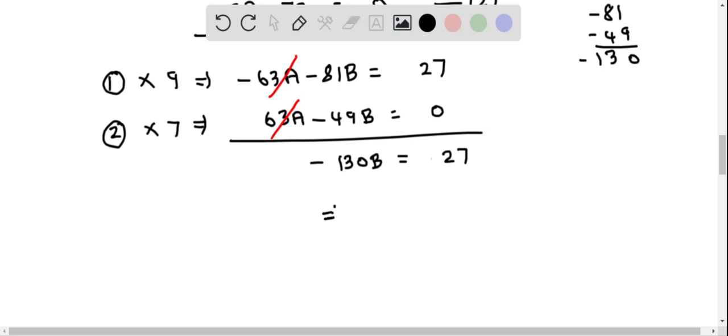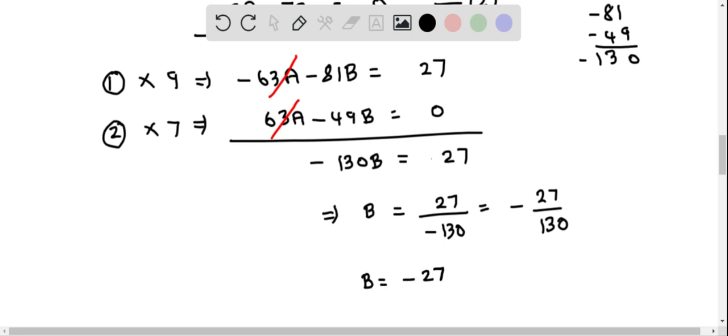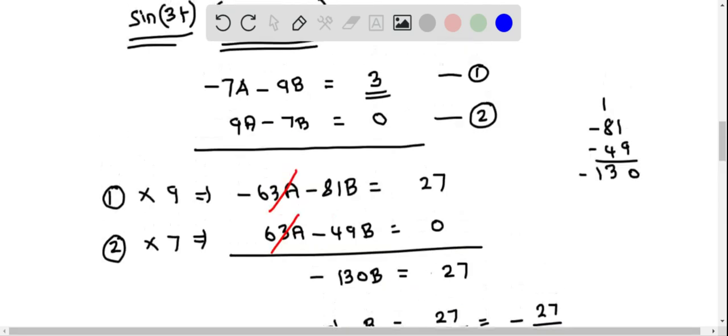So this implies we solve for b, and this equals 27 over negative 130. So this can be written as negative of 27 over 130. So we found the value of b equals negative 27 over 130. Now let's solve for a by plugging it into either equation 1 or equation 2. I'm going to plug it into equation 2. Looks like it is simpler.